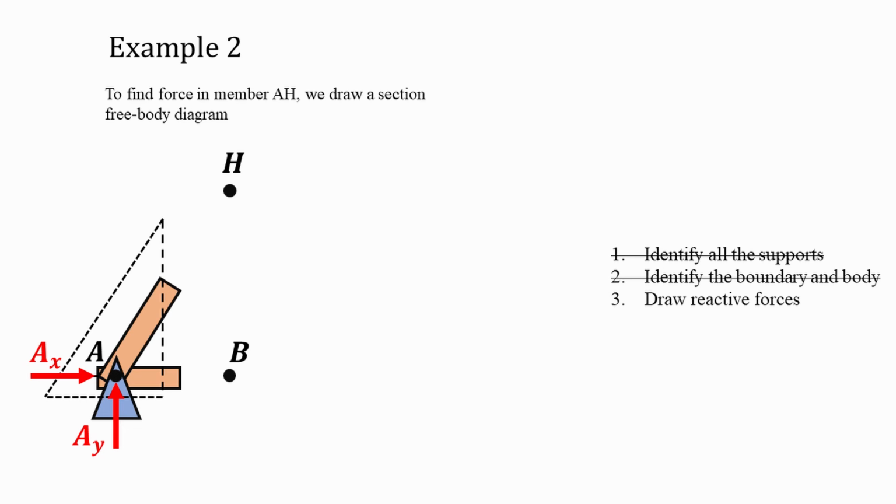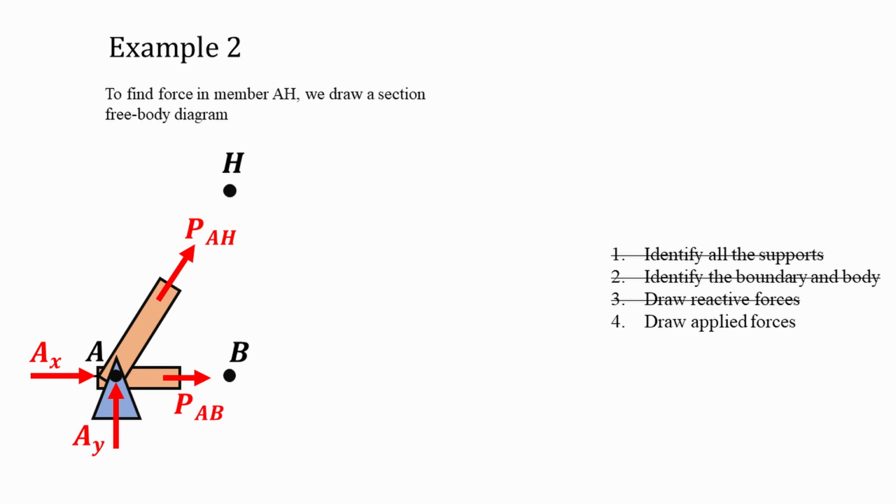The reactive force at roller B is not contained in the body, so I don't draw it in this section free body diagram. However, forces in the members become external forces as PAH and PAB. Step 4. Draw applied force. I don't see any applied forces in the boundary, so we are finished.